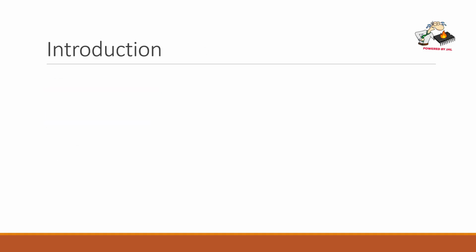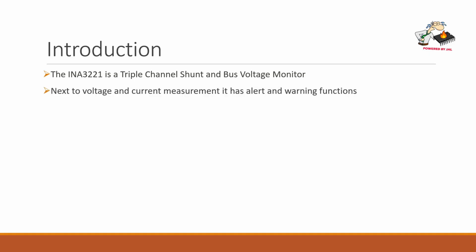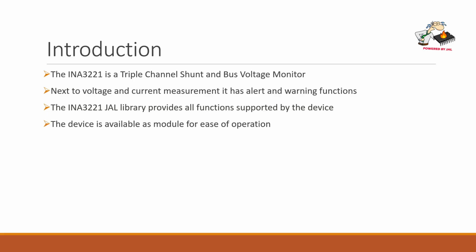So, something about this device. The INA3221 is a triple channel shunt and bus voltage monitor. It's quite a mouthful. But next to measuring voltages and currents, it also has an alerting and a warning function. And the JAL library provides all the functionality that is supported by this device. You can purchase the device as a module, and it makes life easier if you want to use it. In this demonstration I will show the operation of the library, and I'm using a serial interface to the PC.